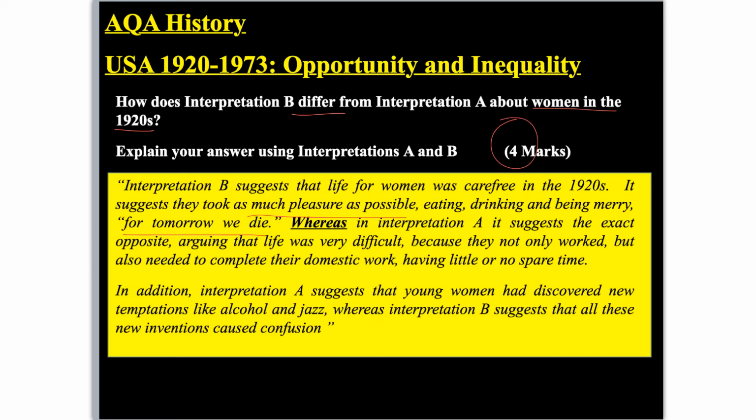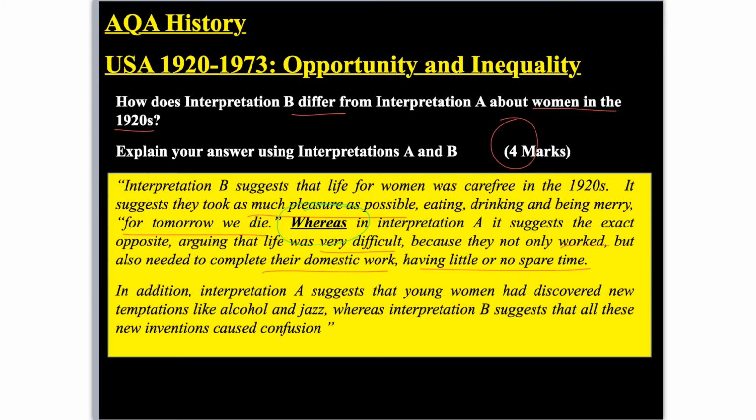Now here's the key phrase, whereas. You can see that in the centre there, it's been highlighted for you already. In interpretation A, it suggests the exact opposite, arguing that life was very difficult because they not only worked, but also needed to complete their domestic work, having little or no spare time. So no quote in this particular second section, but you can see there is a complete contrast between the attitude of life in the 1920s in interpretation A compared to interpretation B.